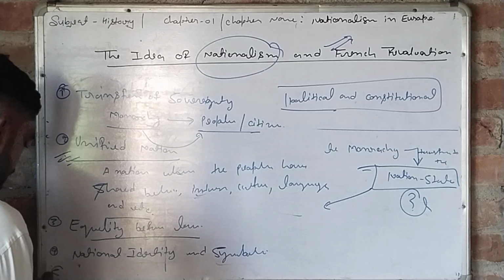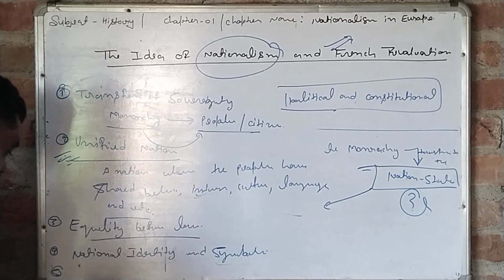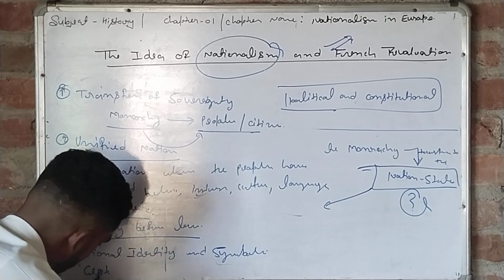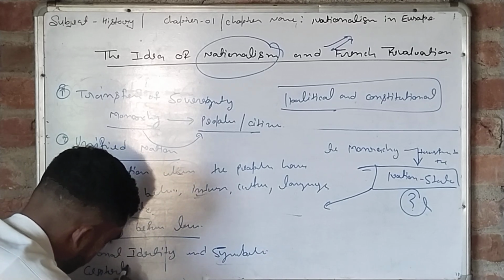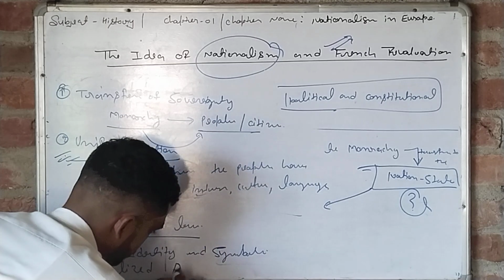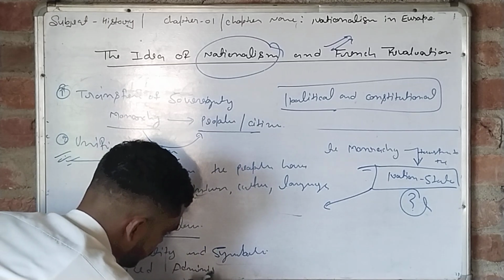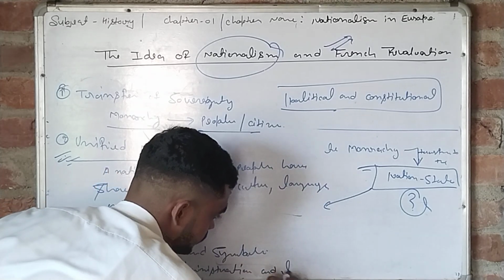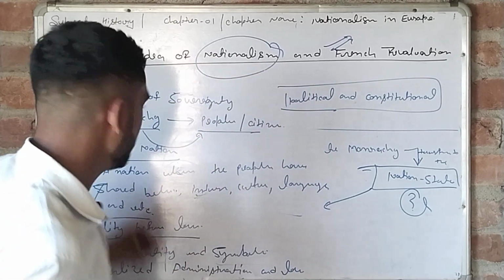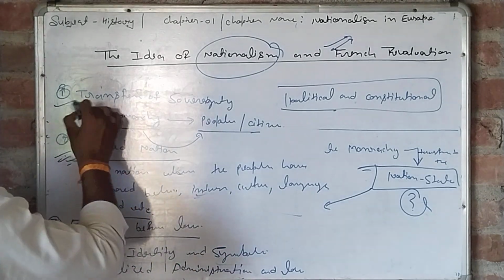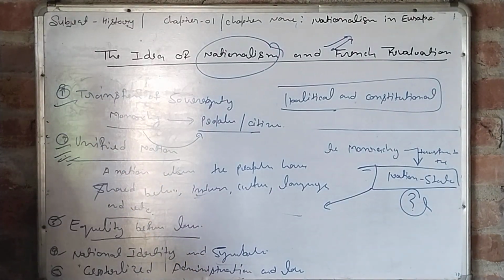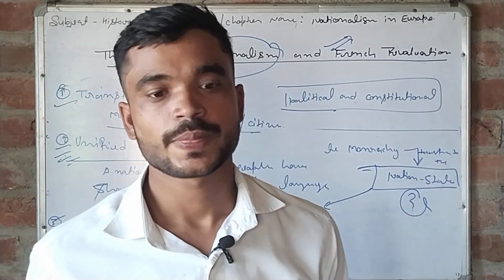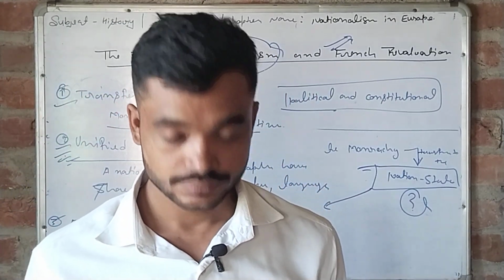And the fifth change is centralized administration and law. There were many changes that happened in France after the French Revolution and the emergence of the idea of nationalism. Okay, is there any doubt?